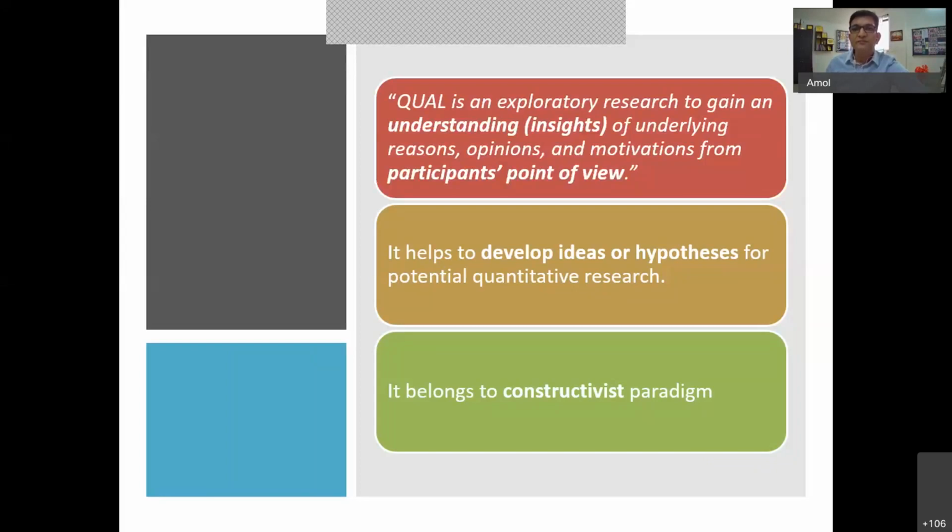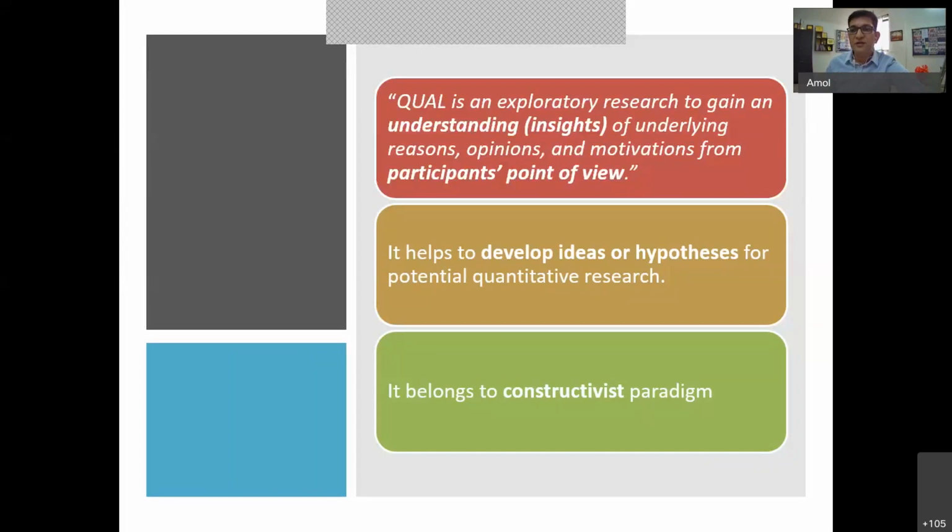That's also one reality. So when you do interviews from the participant's point of view, you have to accept it the way it is coming. So it helps you to develop ideas or hypotheses or potential quantitative questions. When you are not sure about framing a research question, when you are new to the field, when the topic is new to you, or when there is not much literature available on the topic, the best way would be to start with qualitative. Interview some people, get some ideas, generate the hypothesis for your quantitative research. In that way, it will improve the rigor of your quantitative phase of research.